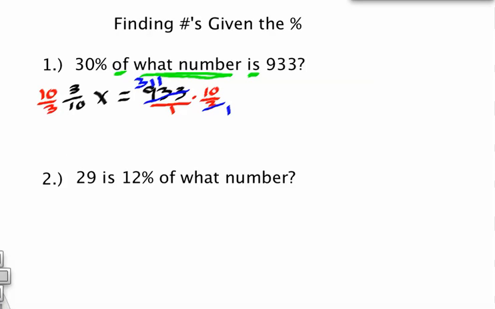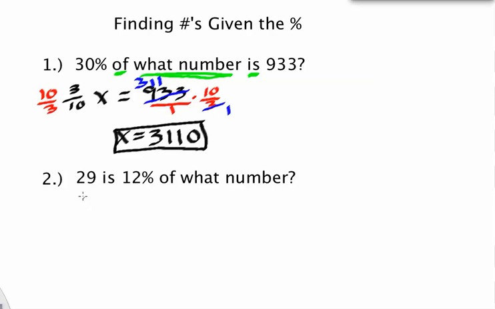That made my problem a whole heck of a lot easier. Now I just have top times top and bottom times bottom. 311 times 10, that's going to be 3,110 equals x. So there's that one. Let's take a look at this other one.